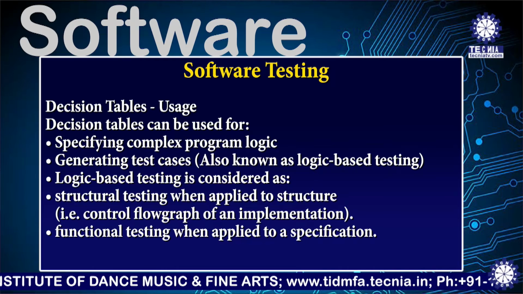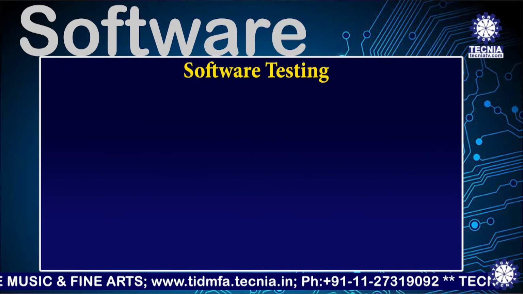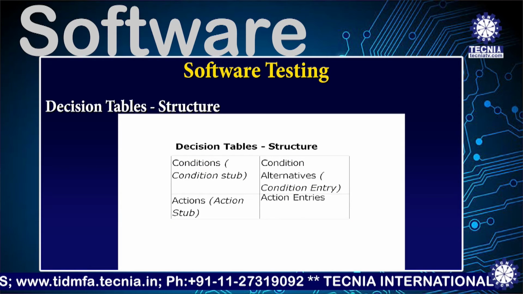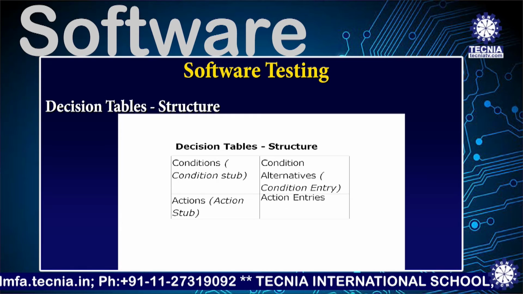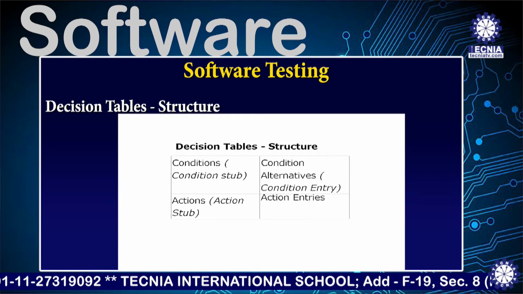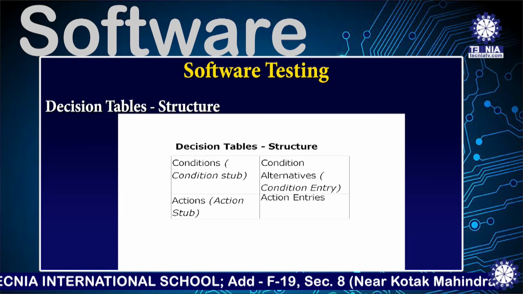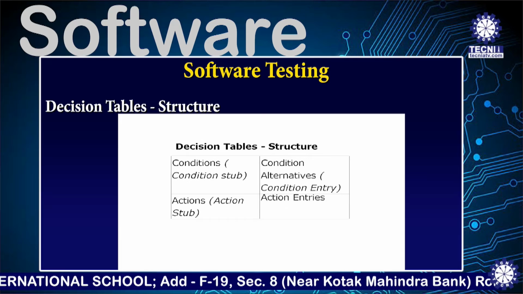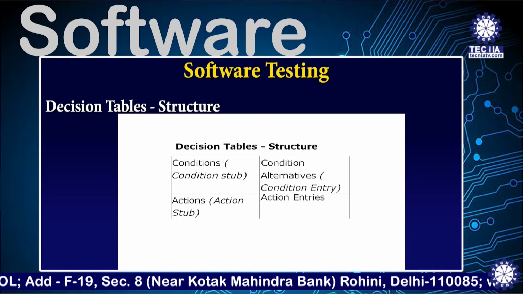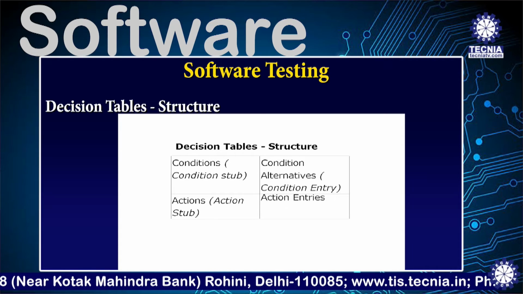After discussing decision tables, now let's try to understand the structure of any decision table. Here we have the structure of a decision table. The decision table has 4 boxes, 2 rows and 2 columns. In the first row we write conditions, and in the second row we write actions. So friends, this is the structure of a decision table.